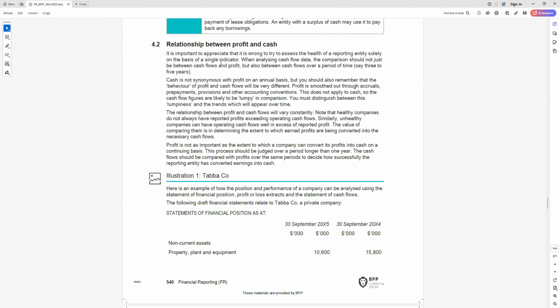All right, the next one we have here is the relationship between profit and cash. Now, so far we understand it very well. Whatever profit we have on the profit and loss account, based on the accrual concept, it is not necessarily the case that the cash flow will match it. But if the business is healthy, most likely the figure will be very close. It's not going to be a very big difference.